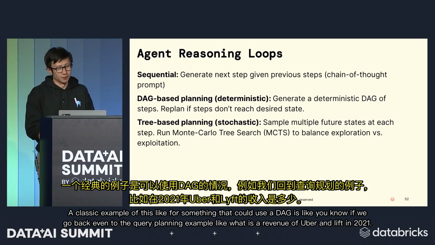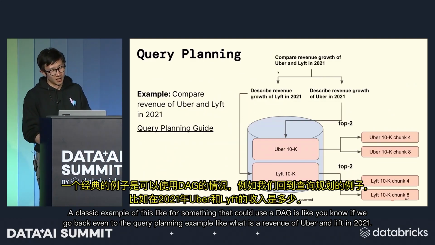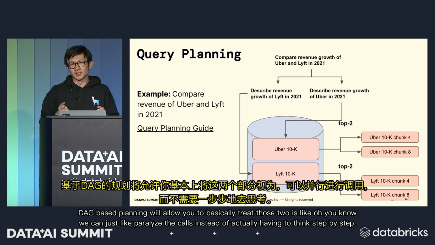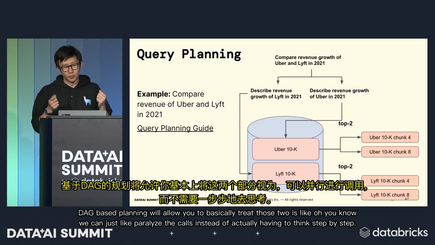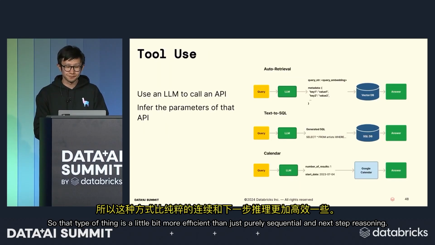A classic example of something that could use a DAG is if we go back to the query planning example, what is the revenue of Uber and Lyft in 2021? DAG-based planning will allow you to treat those two as parallelizable calls instead of actually having to think step by step. So that type of thing is a little bit more efficient than just pure sequential next step reasoning.